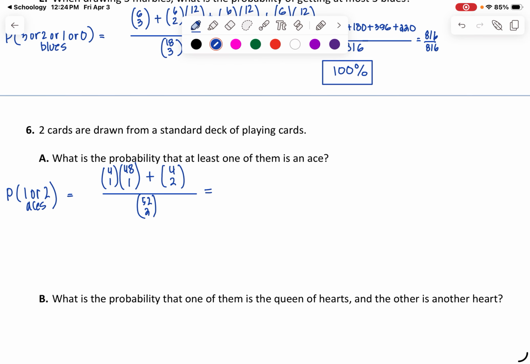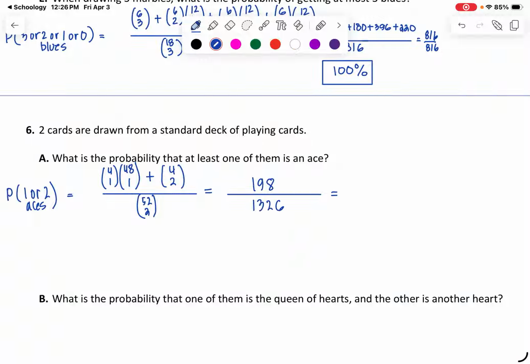All right, time to put this in my calculator. Let's talk about the numerator. I'm going to pause the video and do it. I'm really proud of myself because I did the numerator in my head. I knew 4 choose 1 is 4, 48 choose 1 is 48, so 4 times 48 plus 4 choose 2, which I knew was 6. So that is 198.